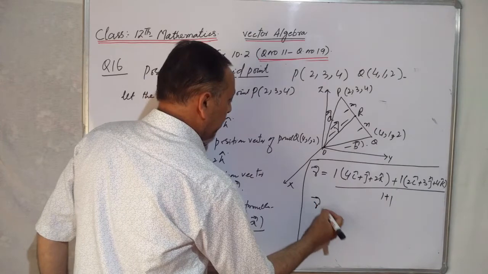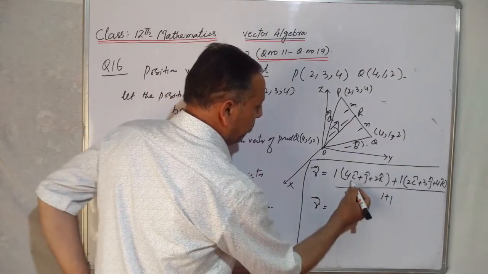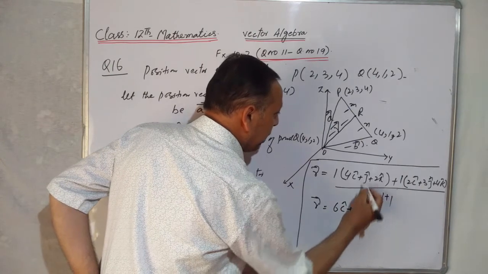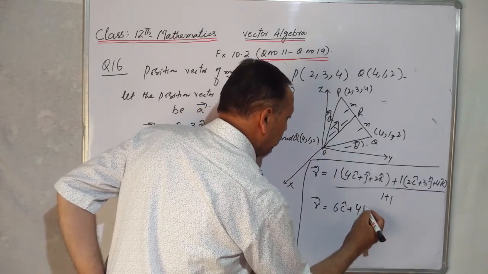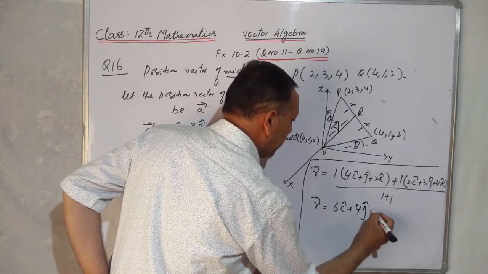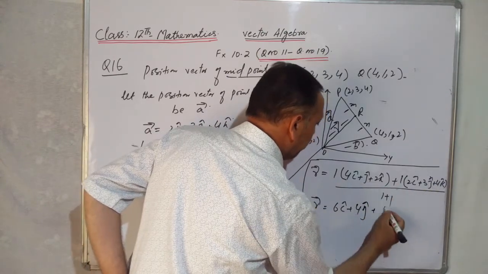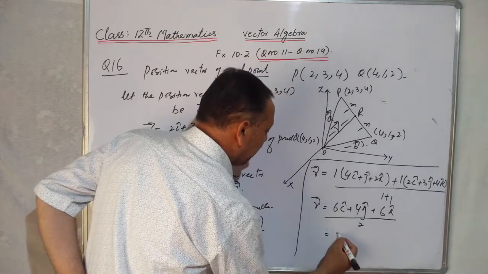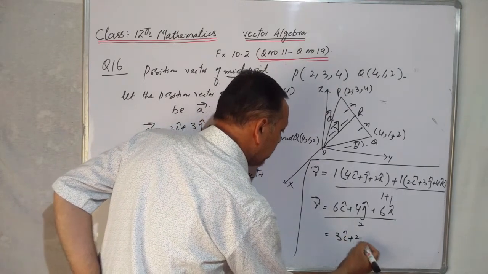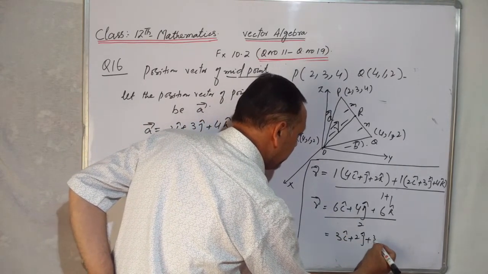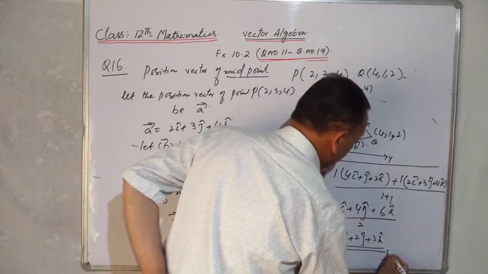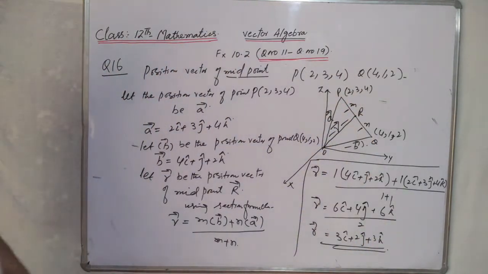So vector r is equal to, add the corresponding terms: 4i cap plus 2i cap means 6i cap, plus j cap plus 3j cap is 4j cap, 2k cap plus 4k cap is 6k cap, divided by 2. So it is 3i cap plus 2j cap plus 3k cap. This is the position vector of point r. Note it down. Let's move to question number 17.